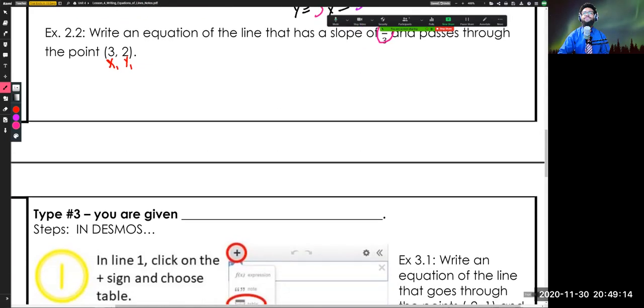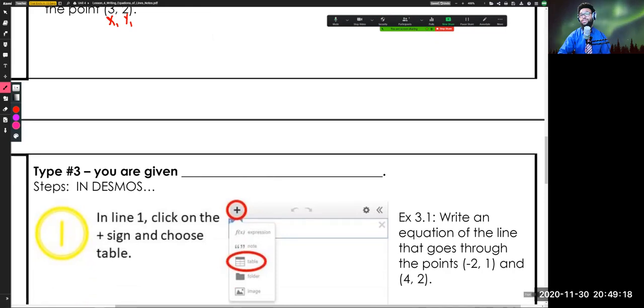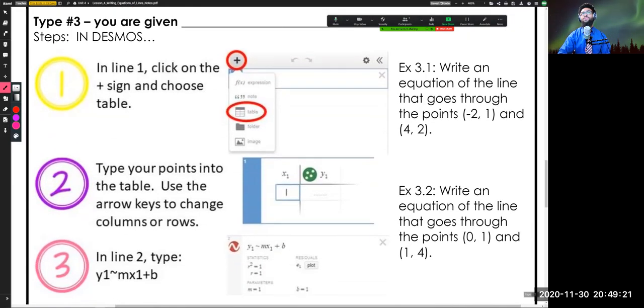All right, let's move on to the type 3. If you need a second to do the next bit, go ahead and pause, work through that, and then move on with me. Hit play.